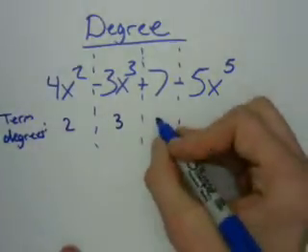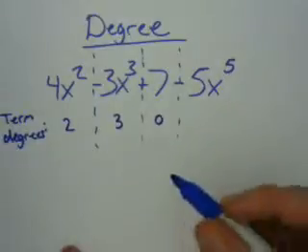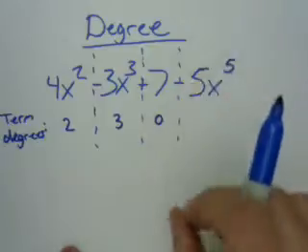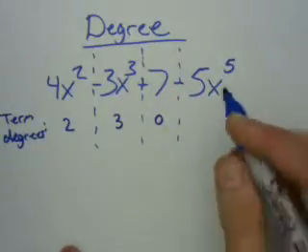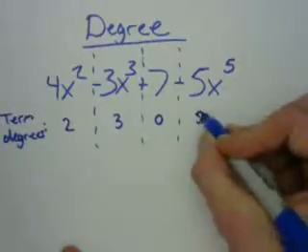The 7, technically no degrees, okay? Or you can technically, well, I don't want to get into that, but you can say there is a power of 0 there on the variable, which is non-existent, so that's why it's 0. But here, if we want to say x to the 5th, this is the 5th degree right there.